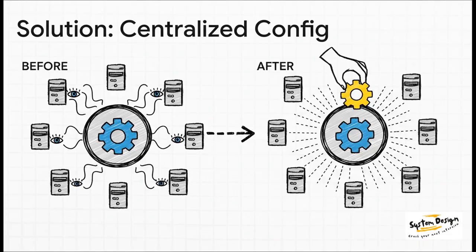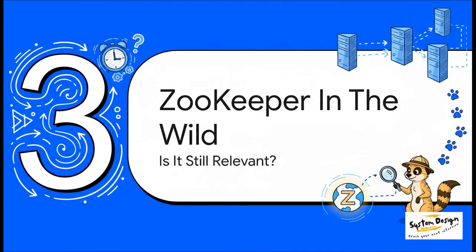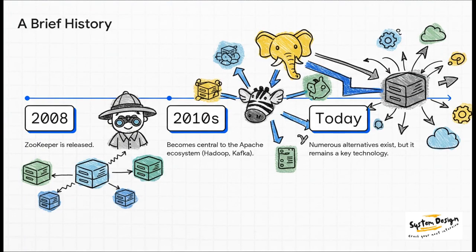No more stale configs. So by now you might be thinking, okay, this sounds pretty great, but ZooKeeper's been around for a while, right? Is this something people are actually still using, or is this just a cool history lesson? Let's take a look. Well, ZooKeeper first showed up way back in 2008, and it quickly became the absolute backbone for massive projects you've definitely heard of, like Hadoop and Kafka. It was the thing you used to manage those huge clusters.